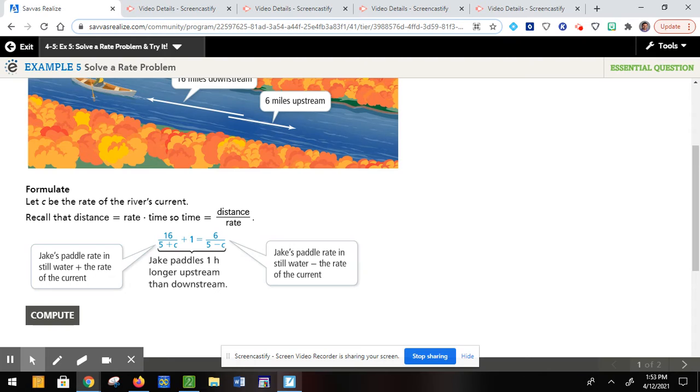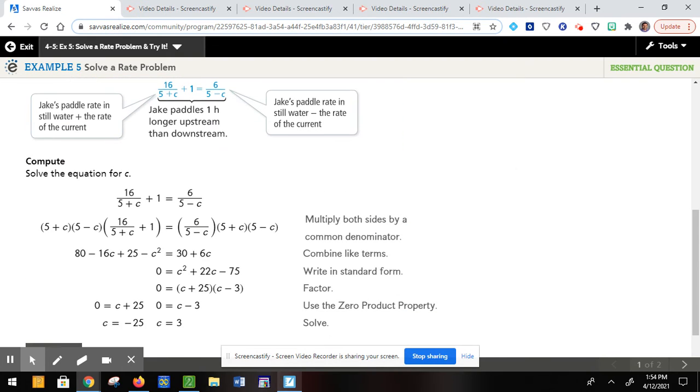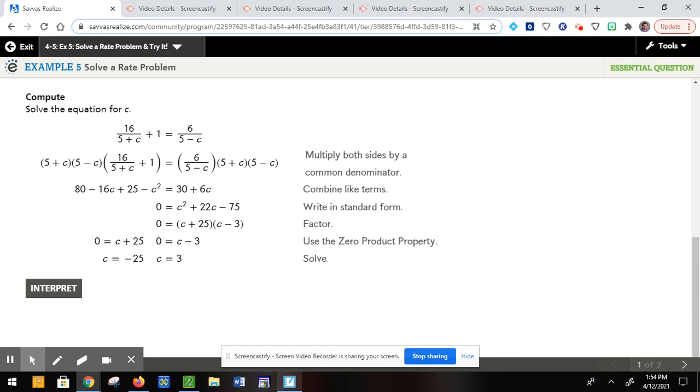So 16 divided by 5 plus C. It's plus C because you're going with the current downstream. It's minus C because you're going against the current going upstream. We solve those two equations. You're going to multiply by 5 plus C times 5 minus C on both sides, and you end up with C can equal negative 25 or C can equal 3.